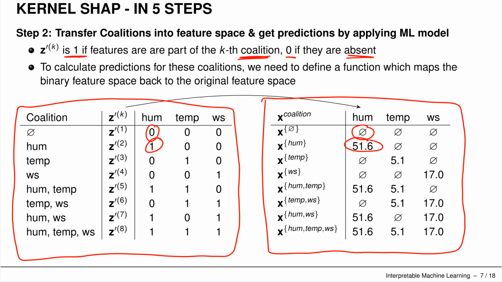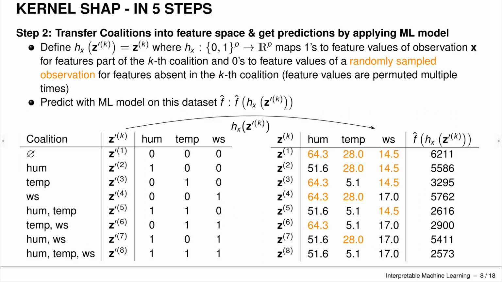So if, and here at the bottom, all 3 are included, we just take the feature values for that observation, and that will lead then to the original prediction. And if only wind speed is included, we'll take the feature value for wind speed, but here they have not included humidity and temperature. But what to do now about those values? And that's what we do here.